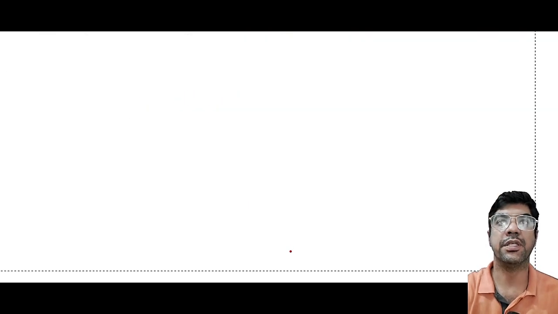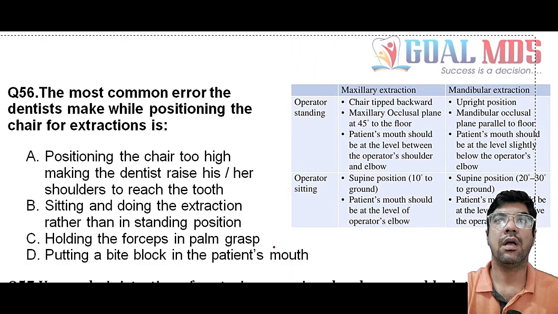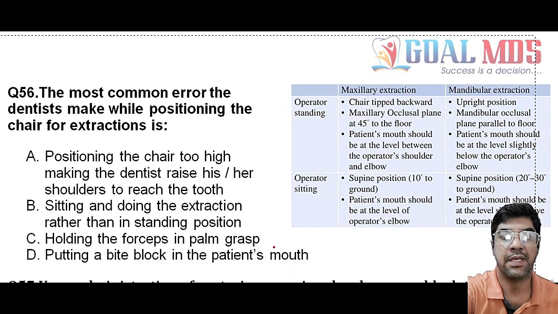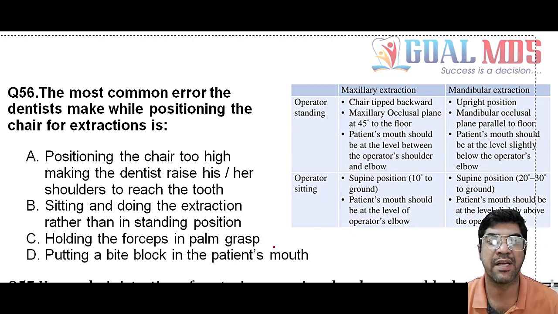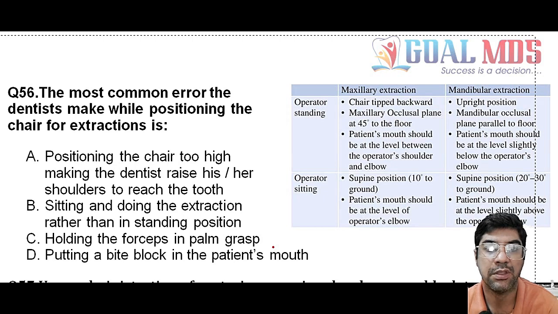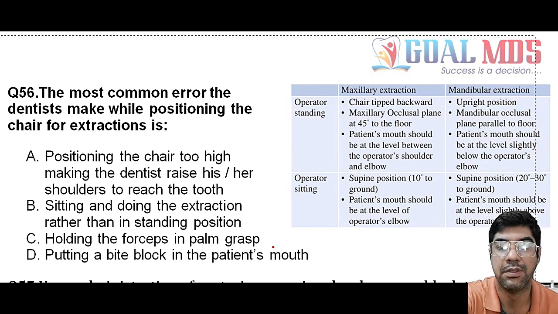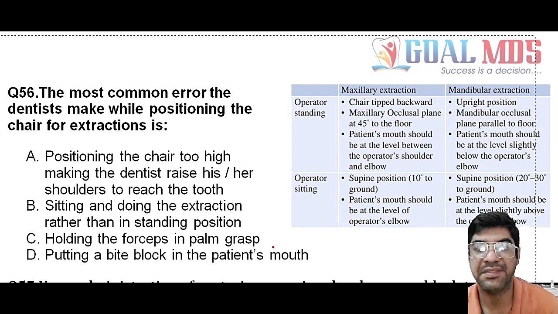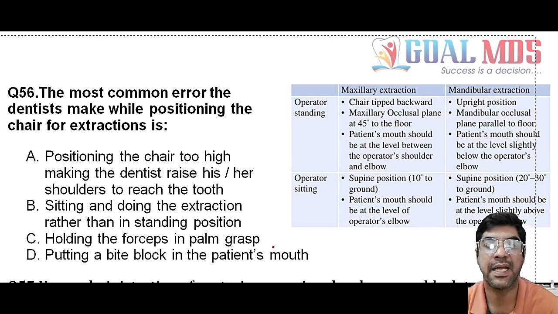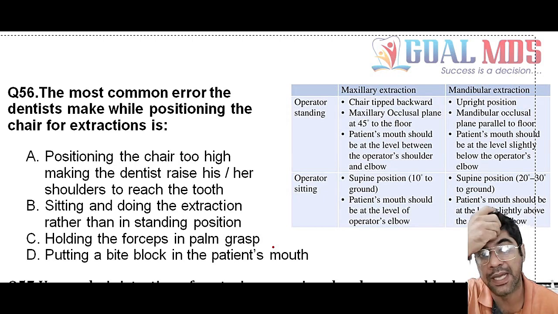So moving to the next question, the most common error the dentist makes while positioning the chair for extraction is positioning the chair too high, making the dentist raise his shoulder to reach the tooth. So the most common error in positioning the dental chair for extraction is to have the chair too high. This error would lead to discomfort, and there will be difficulty in applying the correct force and technique during the extraction procedure.